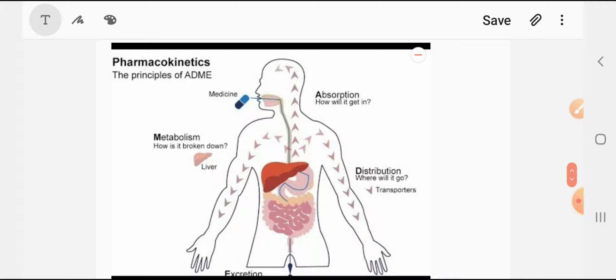Every drug passes through the process known as pharmacokinetics, that means ADME: absorption, distribution, metabolism, and excretion. In absorption, the drug enters the bloodstream, and in distribution, the drug is distributed to the body tissues. In metabolism, also known as biotransformation, the drug breaks down in the body. And the last stage is excretion, in which the drug is excreted from the body.